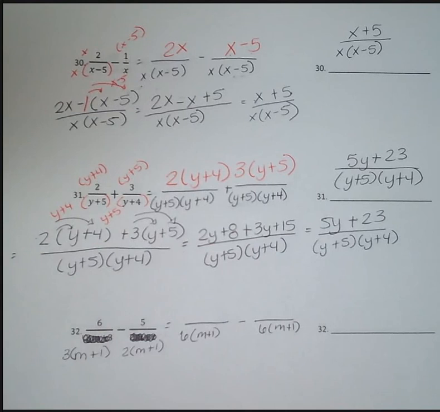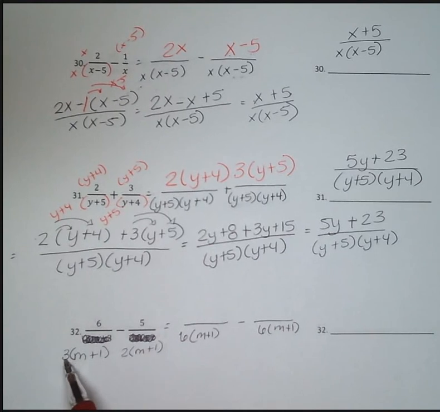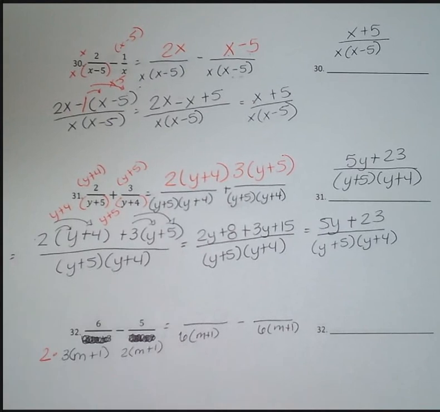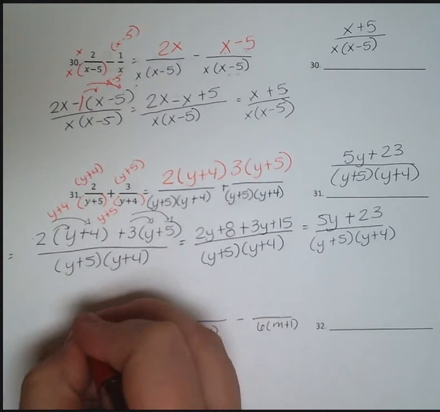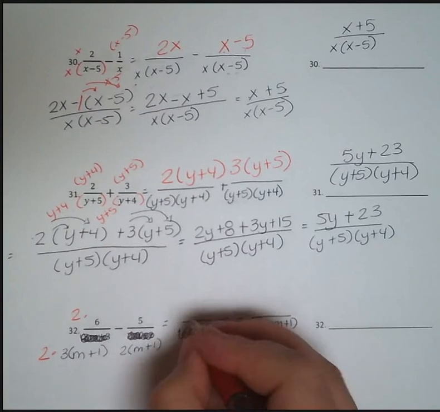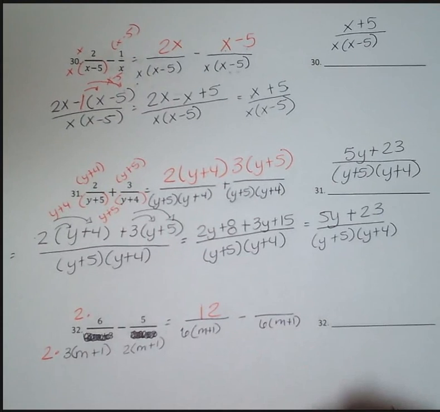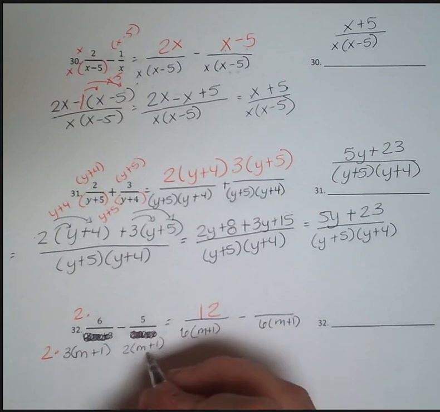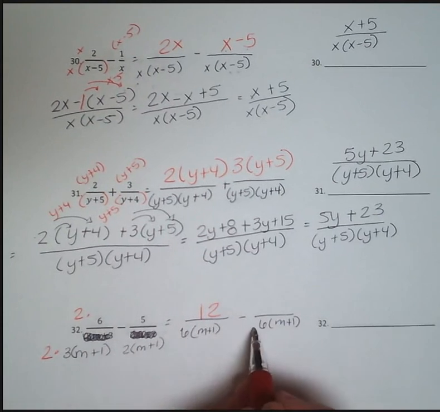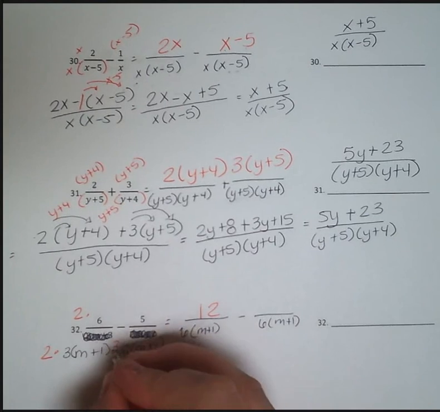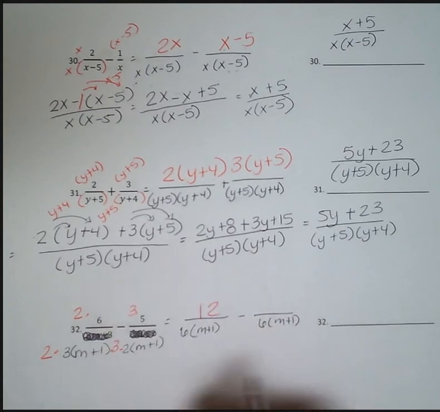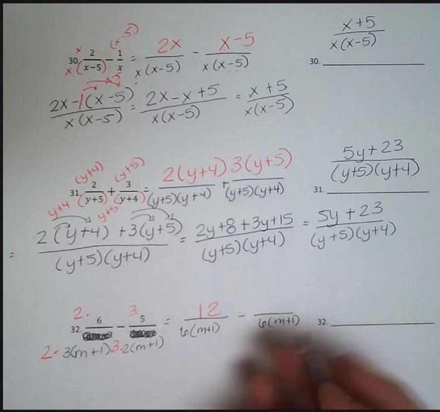Okay? So now, to get a common denominator, from 3 to 6 we would need to multiply by 2, and then we have the m plus 1 in common. So our new number here would be 12 because 2 times 6 is 12. And then here, between a 2 and a 6, you would want to multiply by 3, and you already have the m plus 1 in common, so our new number here would be 15.